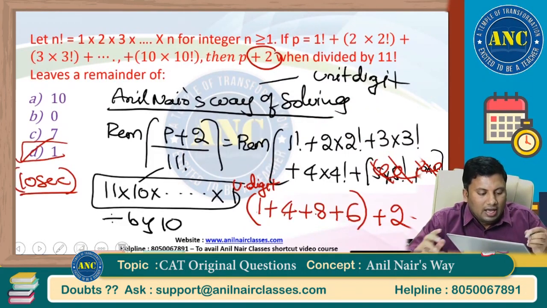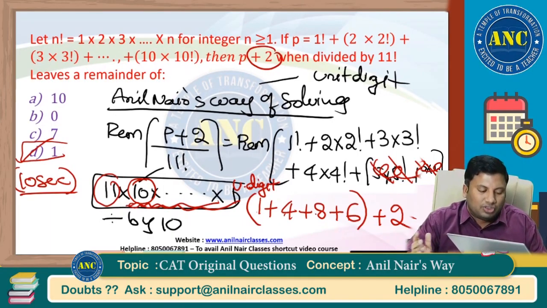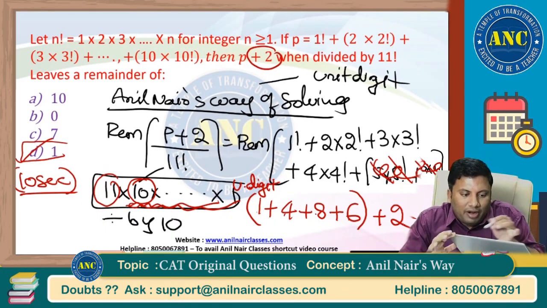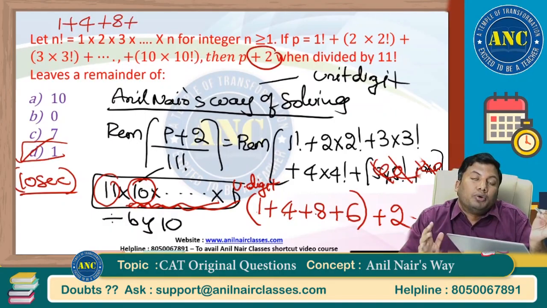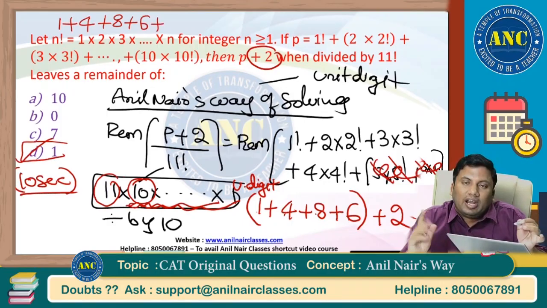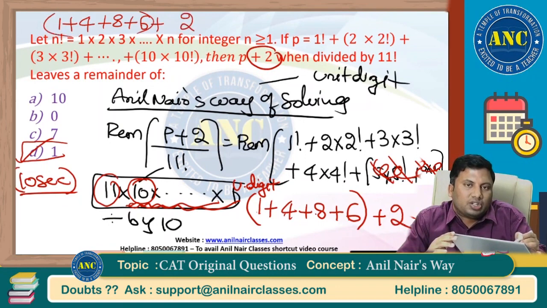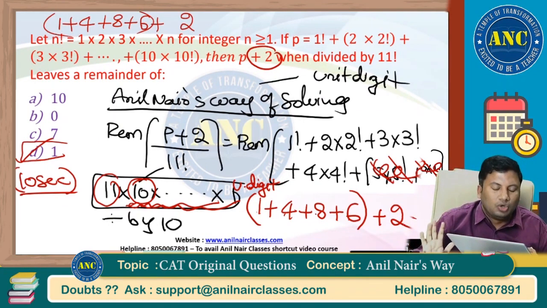11 factorial is 11 into something, 11 into 10 into something, 10 into something. Are you all with me? 10 into something, so 10 means unit digit. 1 factorial unit digit is 1. 2 twos are 4. 3 factorial is 6, 6 threes are 18. 4 into 4 factorial: 24 fours are 96, so 6. 5 factorial onwards 0. Plus 2 is there. 6 plus 2, 8, 16, 20, 21. 21 divided by 10, the unit digit is 1.